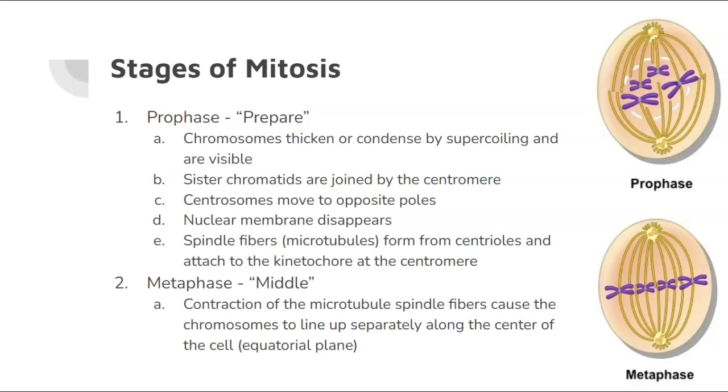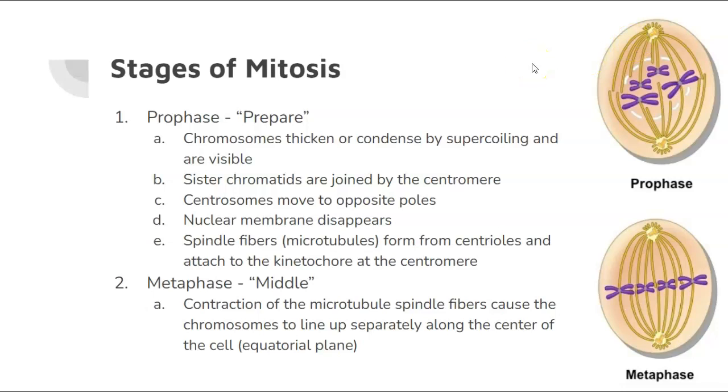So let's talk about the stages of mitosis. There are 4. Prophase, this is where you're sort of preparing to go through mitosis. Chromosomes thicken, they're condensing, you're starting to actually see chromosomes and not chromatin anymore. Sister chromatids are joined by centromeres. Centrosomes move to opposite poles, right? You see these little like macaroni and cheese noodles, right, moving down to opposite sides of the cell.